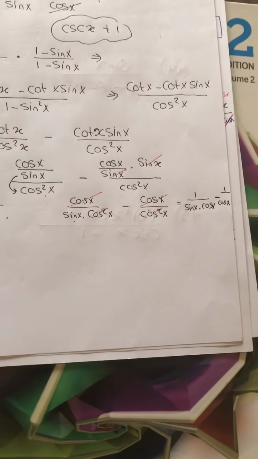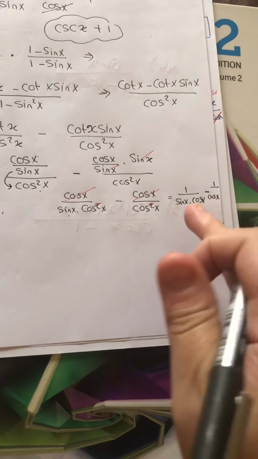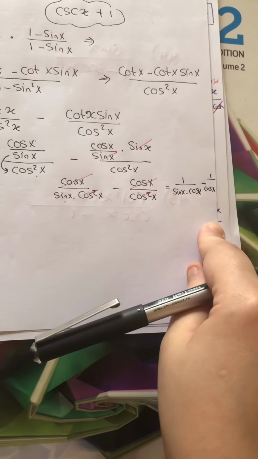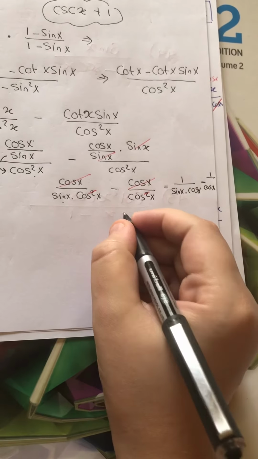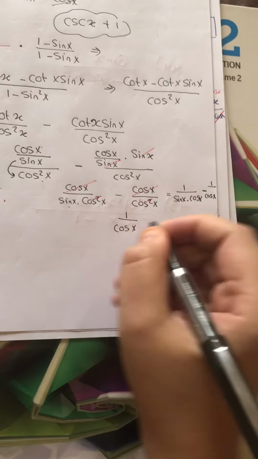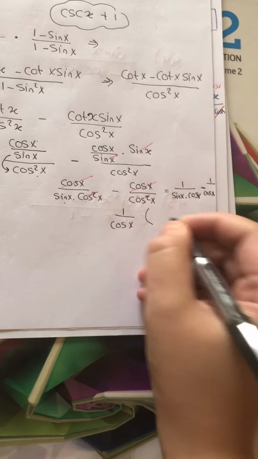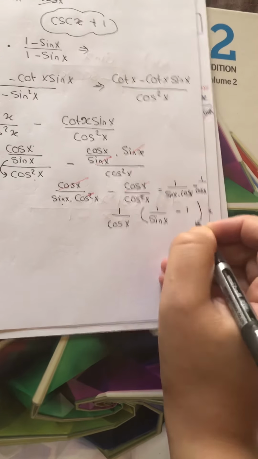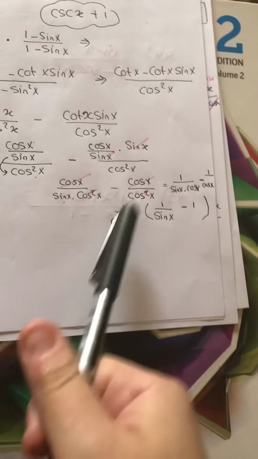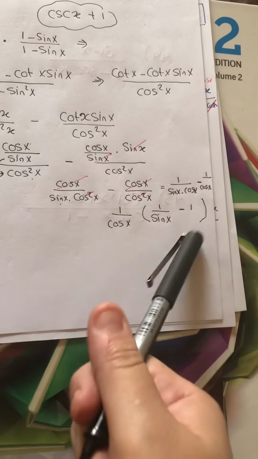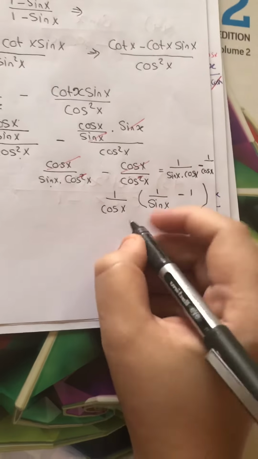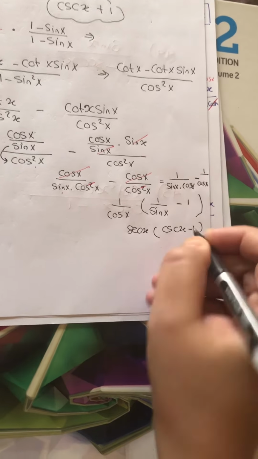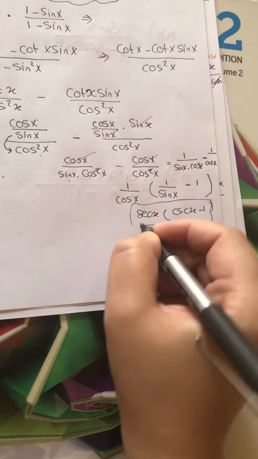So what will I do now? If I take 1 over cosine x as a common factor from these two, what will be left here? I'll be left with 1 over sine x minus 1, right? If I distribute, 1 over cosine x sine x minus 1 over cosine x. So 1 over cosine x is what? Sec x. And 1 over sine x is cosec x, minus 1. And this is the answer without any fractions.